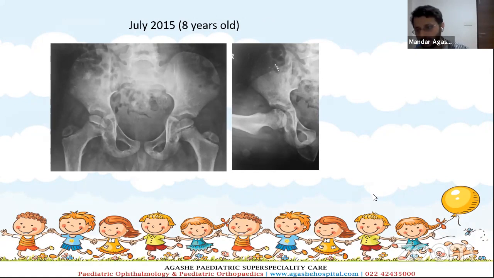Salil, so his abduction is restricted, you said, at 40? No, internal rotation is restricted. His abduction is full. Oh, full abduction. Okay. Yeah, almost 40, 45 degrees. So he's doing well. Yeah. Almost no pain. Comes with a mild limp. Yeah, typical.